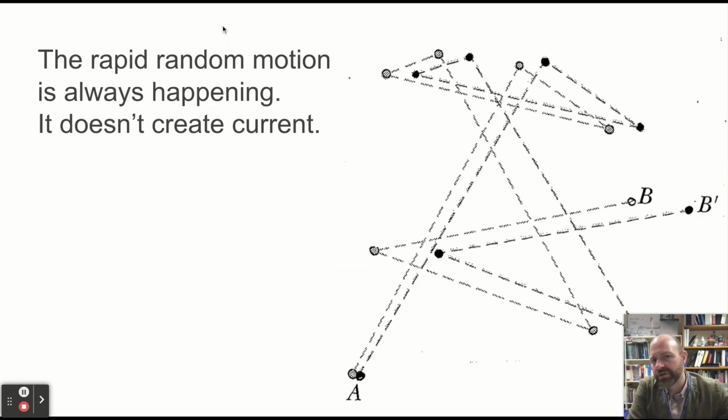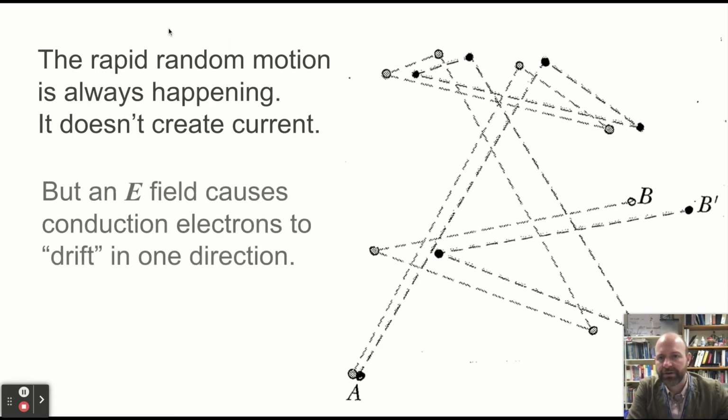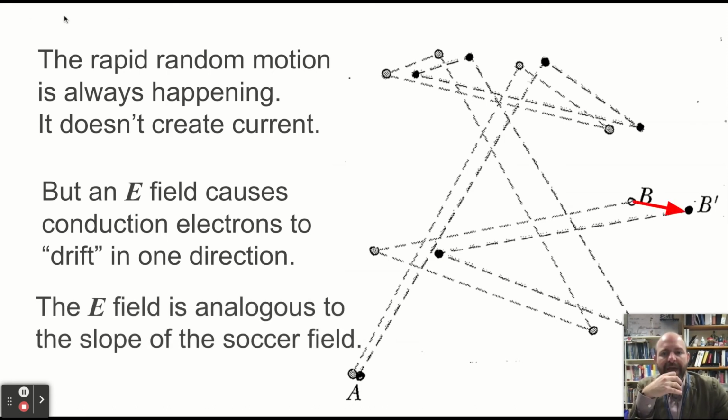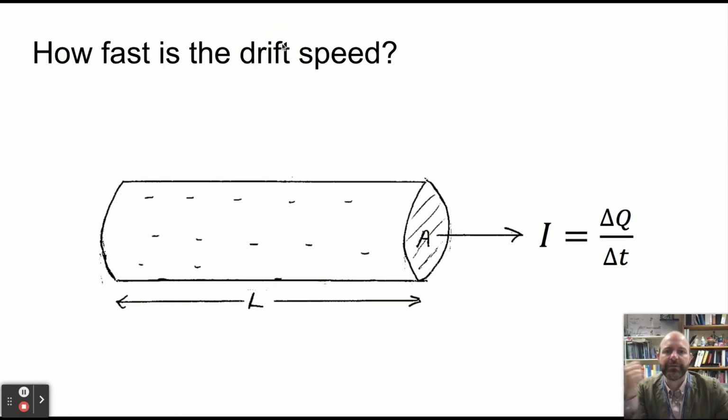So the rapid random motion is always happening. Doesn't matter about the current. The electric field, which we create by putting a voltage across a wire, causes it to drift in one direction, right? And this electric field is caused by basically having a slope in the potential, is a way of thinking about it.